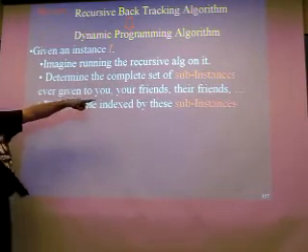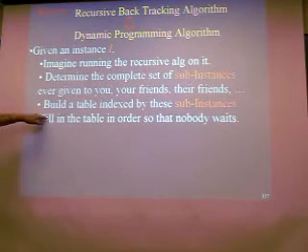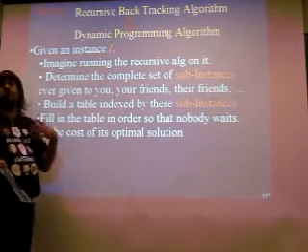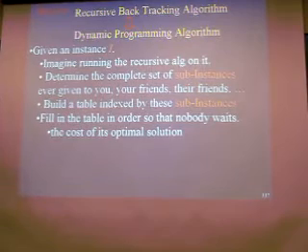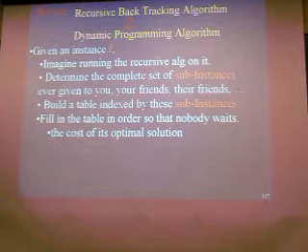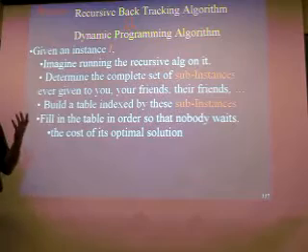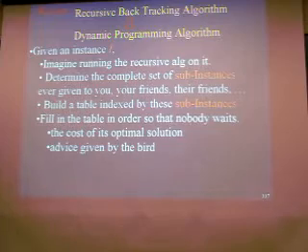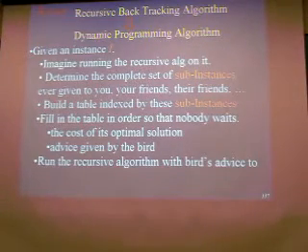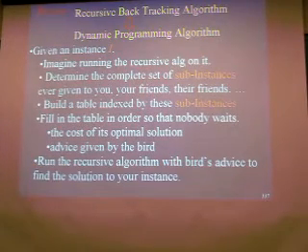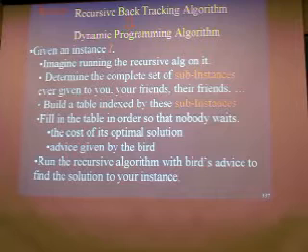So we build the table indexed by these, and we fill in the table so nobody waits. And what do we put in there? Well, we would like to put the optimal solution. Every square is associated with a subinstance. We have to fill all of these. Every subinstance, everybody who gets invited, has to be solved. And we would like to put in there the optimal solution, but it takes up too much space. So we put in the cost and the advice from the bird. And after we fill in the table, we do it again, using the bird's advice, to find the solution.